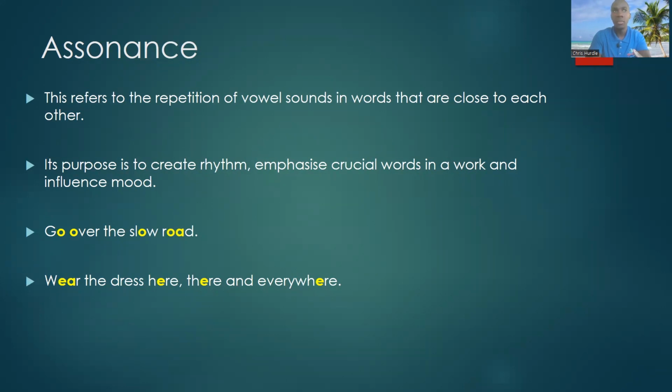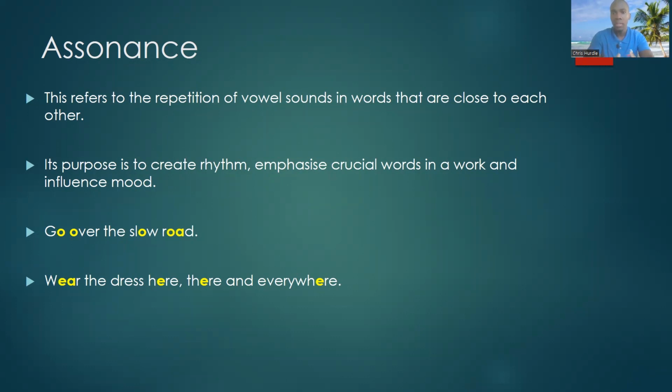Now, when I say influence mood, sometimes the selection of certain vowels can actually convey certain emotions. For example, if we say "or," this, or that, the "or" conveys heaviness, conveys sadness. So certain vowel sounds can actually convey particular emotions. In that sense, assonance can impact our mood.